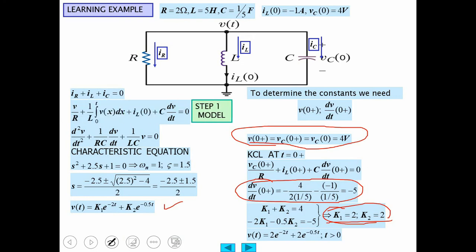Okay, strategy. Good idea to talk about that. How are we strategizing it? Write down the equation, the model. I always say step 1 is draw the circuit, sketch.